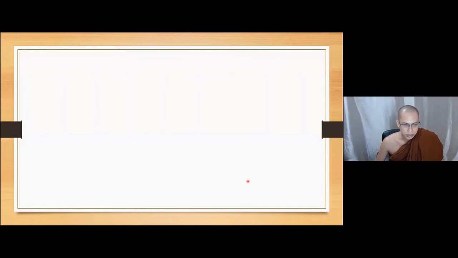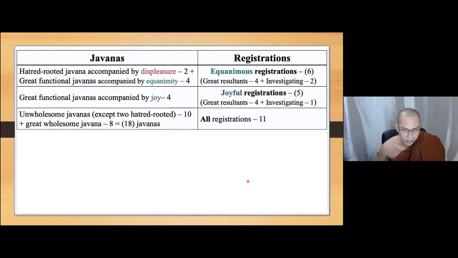Okay, so it is time to see the agreement of Javana and registration. In this case, the possible Javana to be followed by registration refers to the 29 types of sense-sphere Javana. Here, you can take a note: the Javana refers to the 29 types of sense-sphere Javana because it relates to the registration, Tadarammana, because the Tadarammana never follows the sublime Javana.